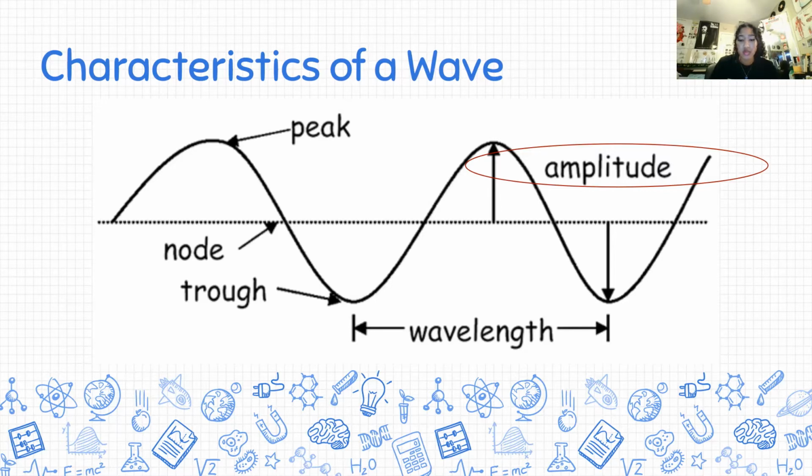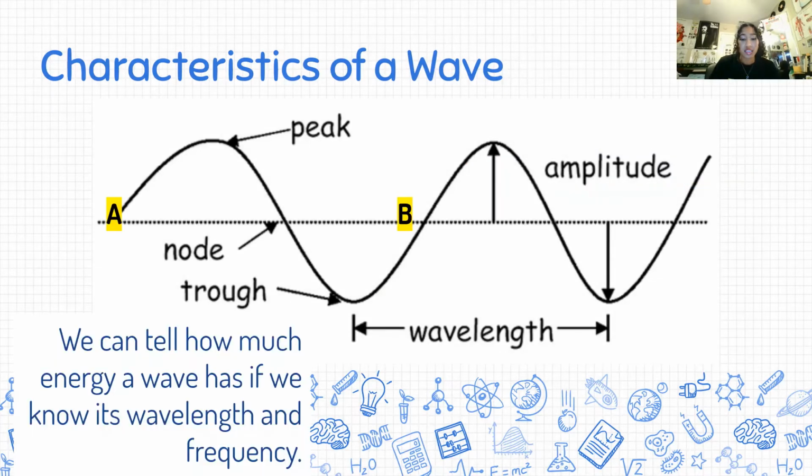Because waves all move at the same speed but have different wavelengths, differing wavelengths means different frequencies, which is how many complete wave cycles occur in 1 second. The wave cycle is from this point A to point B. We can tell how much energy a wave has if we know its wavelength and its frequency. High energy waves have high frequency and low wavelength.